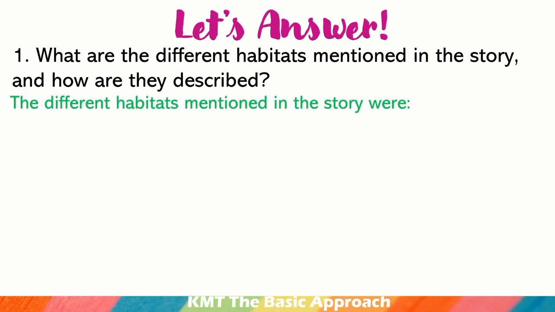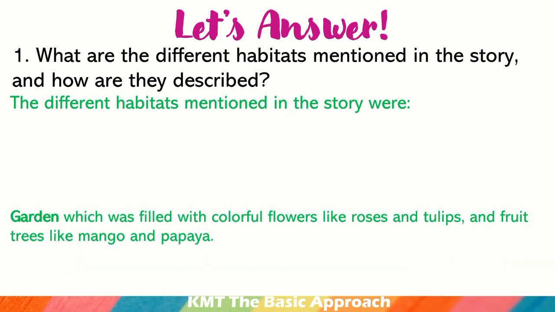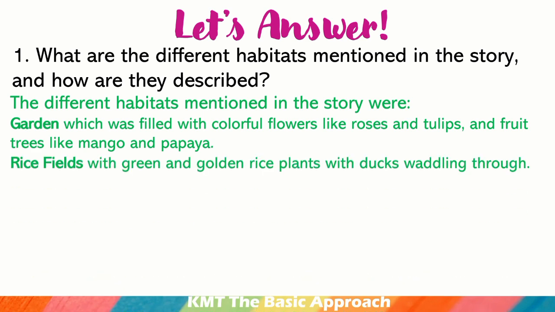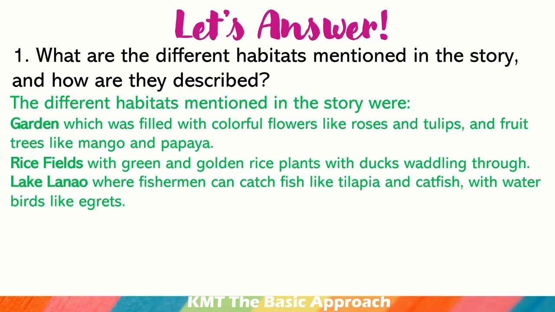Very good! The different habitats mentioned in the story were garden, which was filled with colorful flowers like roses and tulips, and fruit trees like mango and papaya. Rice fields with green and golden rice plants with ducks waddling through. Lake Lanao, where fishermen can catch fish like tilapia and catfish, with water birds like egrets.